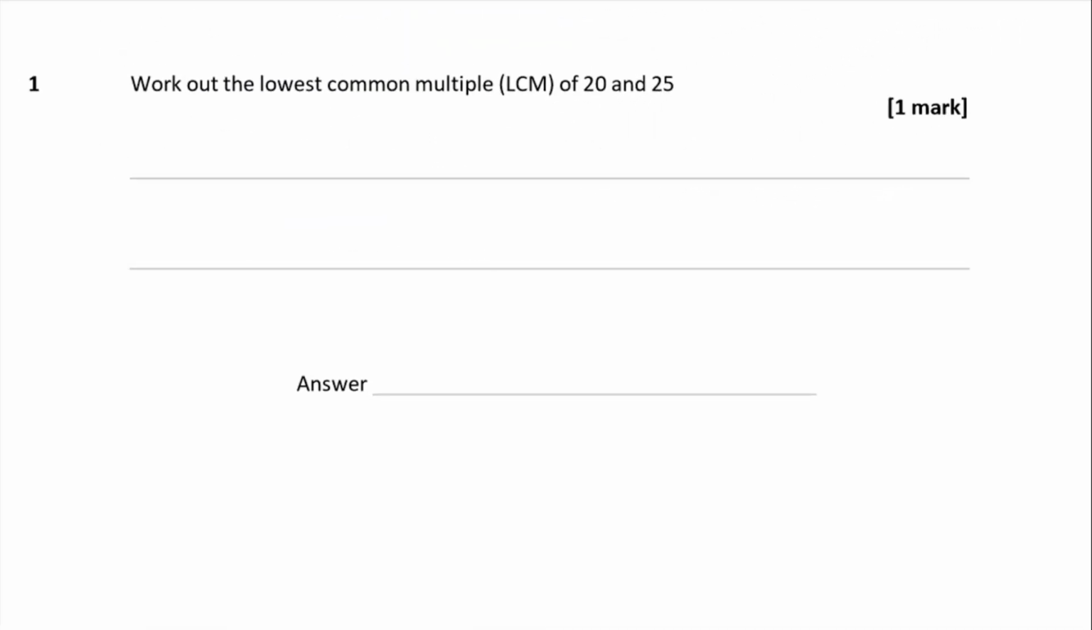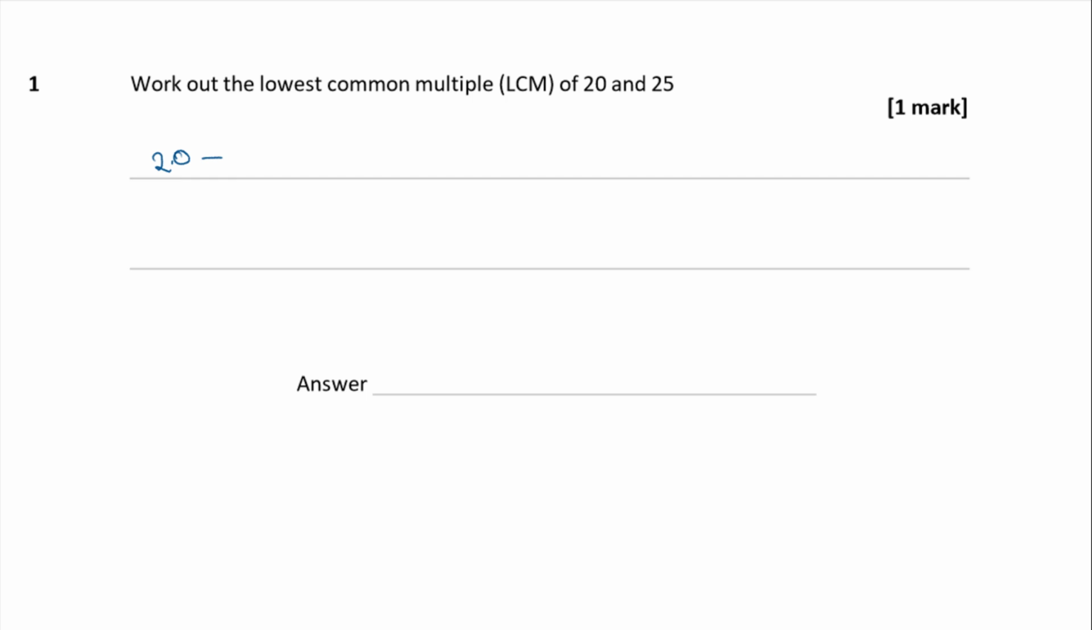Question 1, work out the lowest common multiple or LCM of 20 and 25. There's a few different ways of doing this, but probably the quickest is just to do an exhaustive search for this one. They're not that big, these numbers. Won't take me long to find one in common, I don't think.